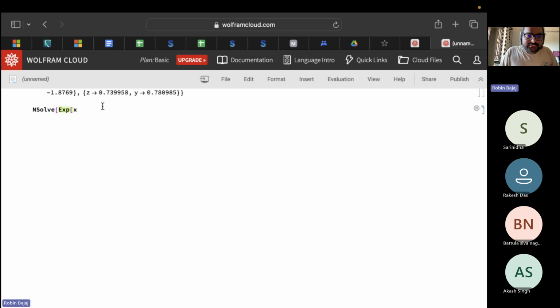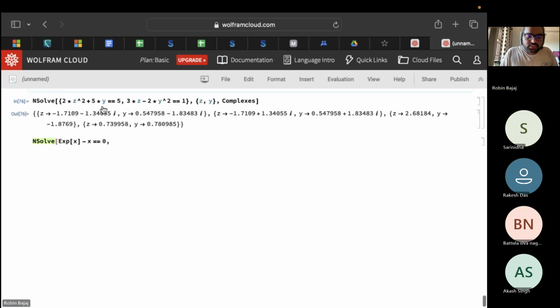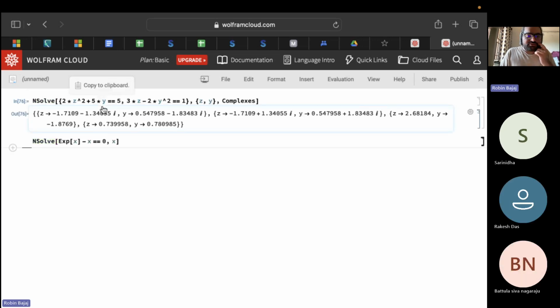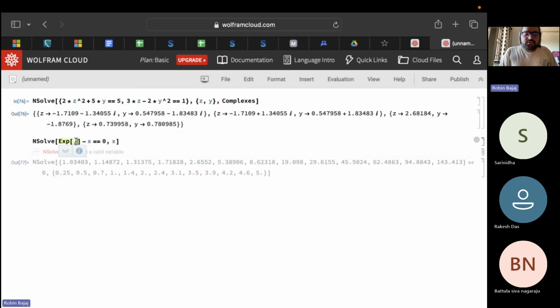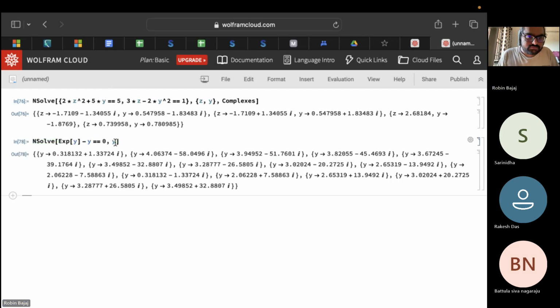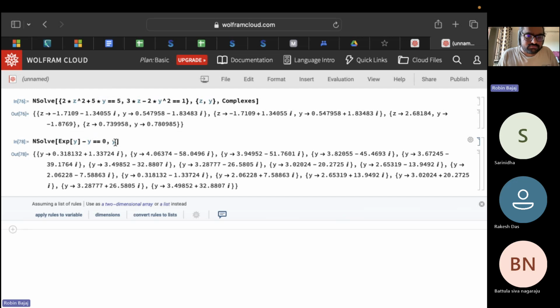So let's try whether this works with such sort of functions, x equals 0, comma, x. Just trying to see whether it works. Sorry. Why did I define x before? I should not have. Okay. So it is saying it's a complex solution. Always. There is no real solution.